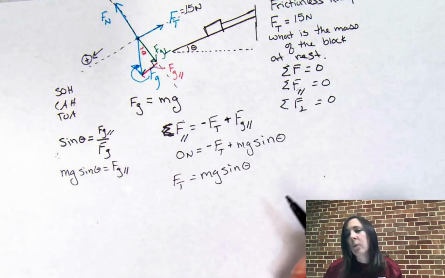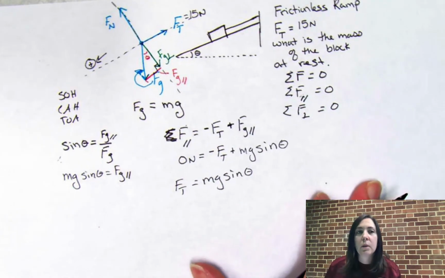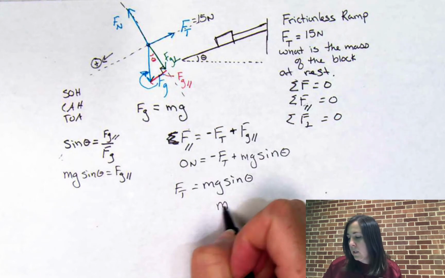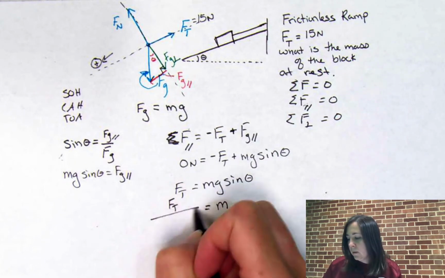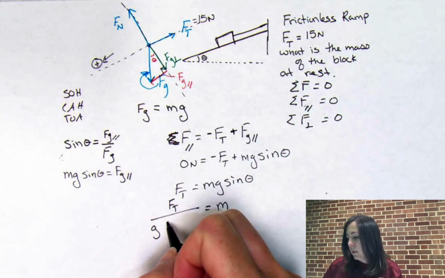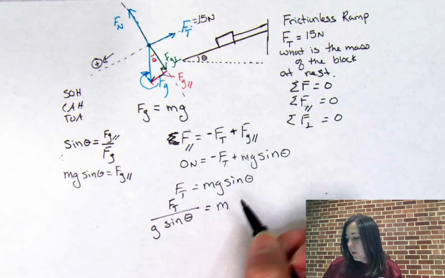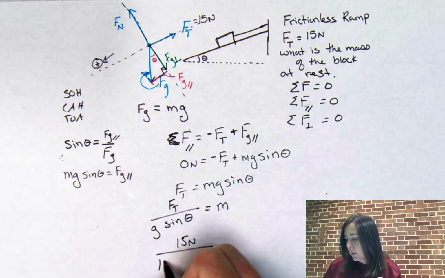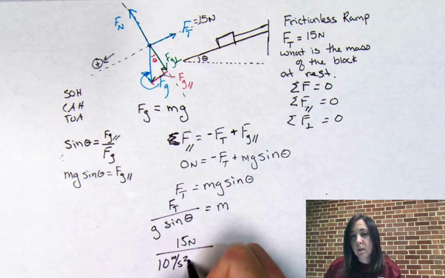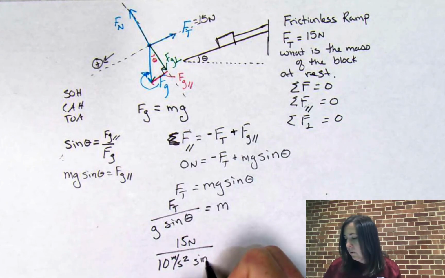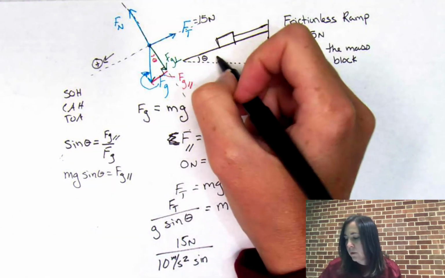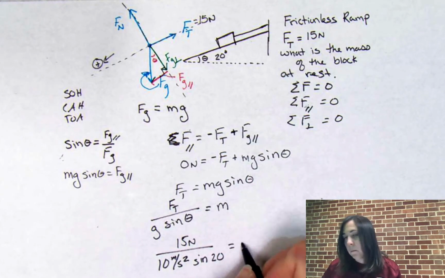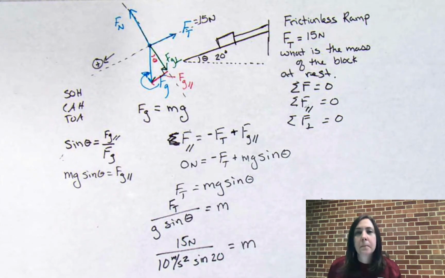Now we're getting to the point where we can start maybe plugging in numbers. I'm going to wait just a minute because I'm going to get mass by itself. So the mass is going to be the force of tension divided by the gravitational field strength times the sine of theta. So force of tension, 15 newtons, divided by 10 meters per second squared times the sine of, let's say this ramp angle is 20 degrees, times the sine of 20 is going to be the mass.